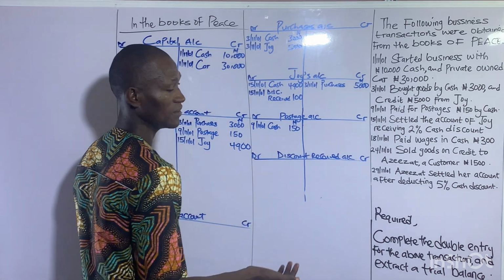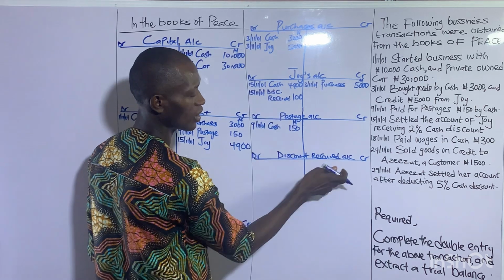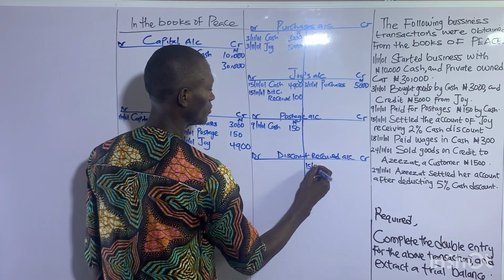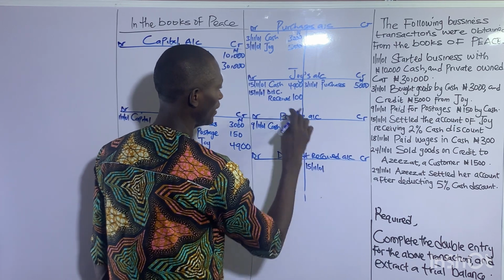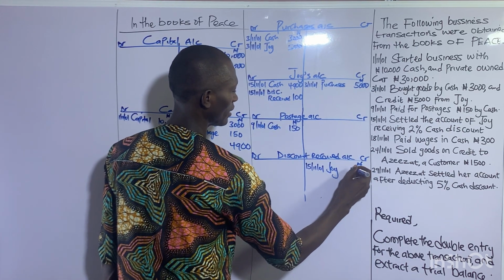So discount received is an income account. So the corresponding credit entry of this will come to discount received. So the same day, that's 15/11/01. Then from whose account? That's Joy. And the amount is 100 naira.